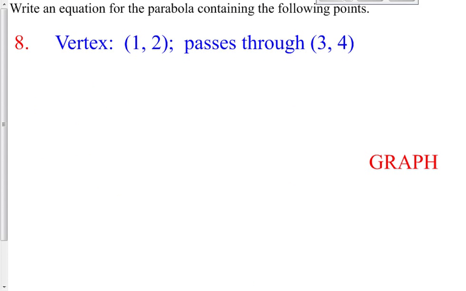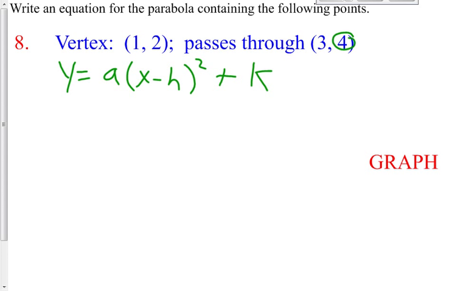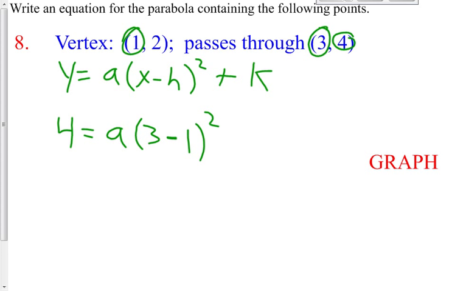Pause the video, please. As you unpause the video, hopefully you wrote down this equation. That helps me out a lot when I strategize on what I need to find. Y equals A times the quantity x minus h quantity squared plus k. I know that my graph passes through the y coordinate of 4. So 4 equals A, which I need to find. My x coordinate that it passed through is 3. 3 minus whatever my h value was, which is the x coordinate of the vertex, 1, quantity squared, plus my k value, which my k value is 2. And now we simply solve for A.